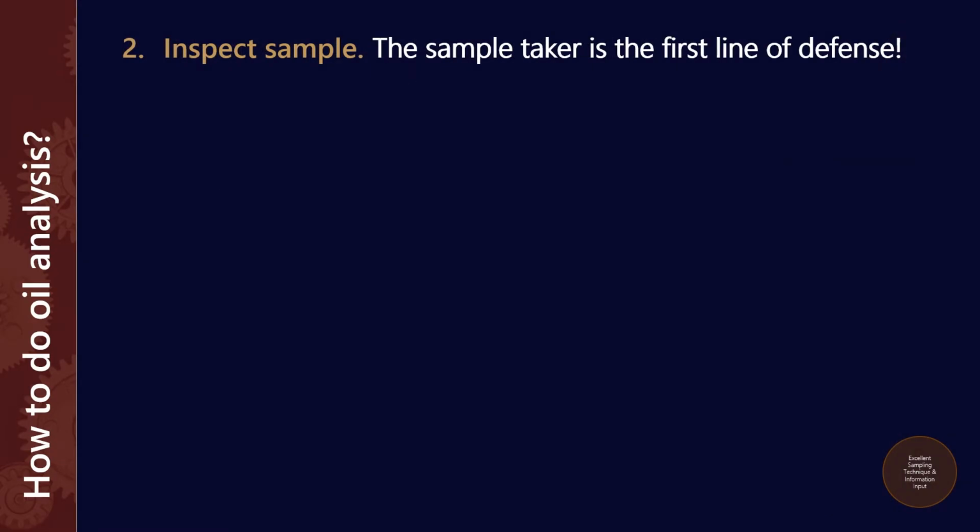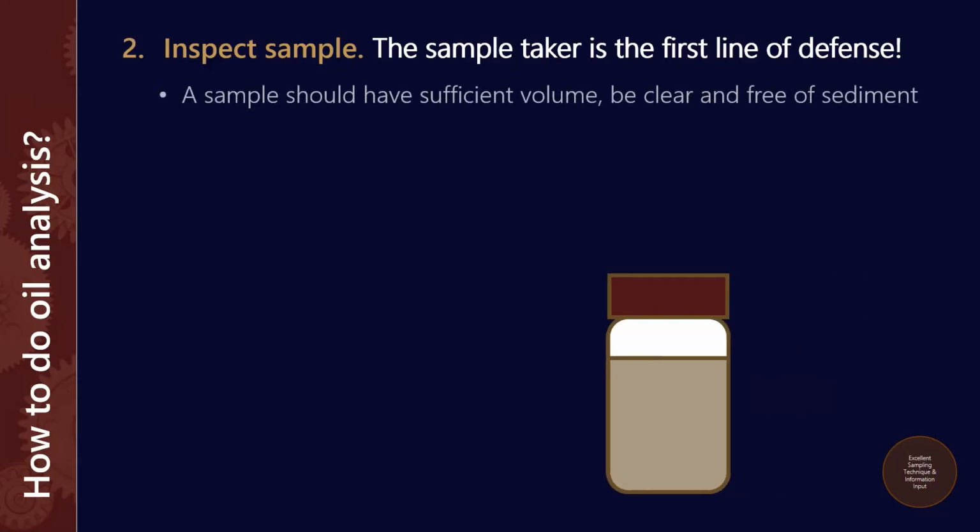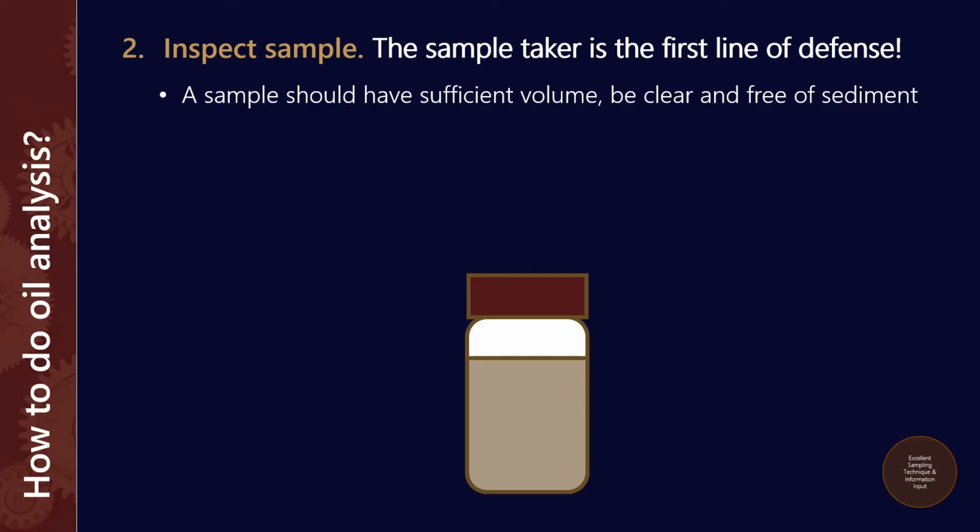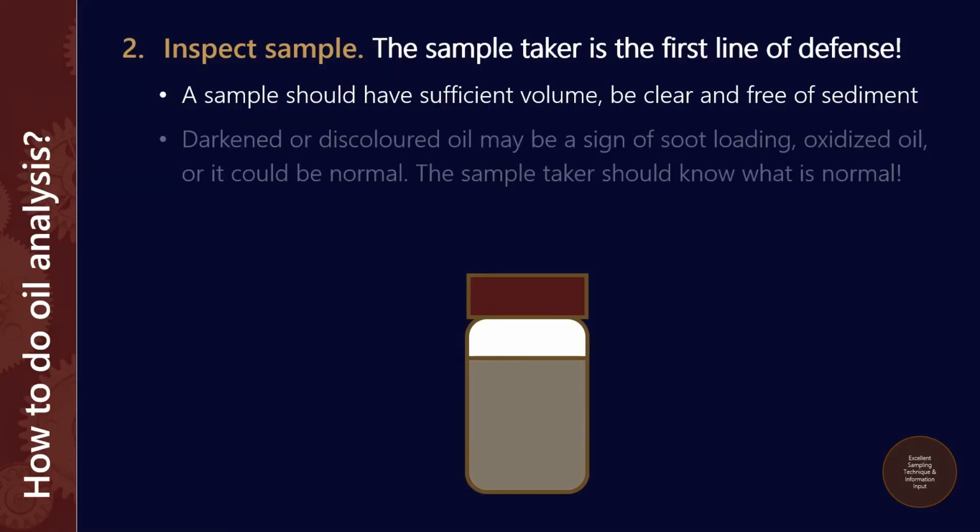All right, next thing that we need to do is inspect the sample. So here, it's crucial that the person taking the sample understands what is normal, right? They are the first line of defense. So a sample needs to have sufficient volume, it needs to be clear and free of sediment. And the reason for that is because sediment can damage equipment in the used oil analysis lab. So if they see free sediment, they probably won't do the full slate of tests.